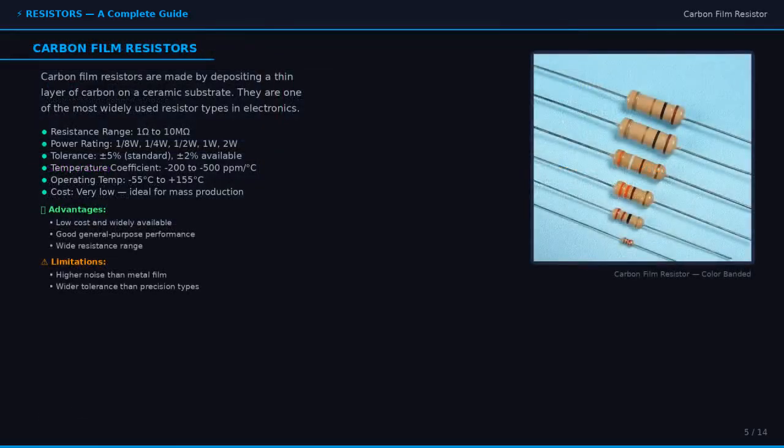Carbon film resistors are the most common type, made by depositing a thin layer of carbon on a ceramic substrate. They range from 1 ohm to 10 megaohms, with power ratings from 1/8 watt to 2 watts, and a standard tolerance of plus or minus 5%. Their advantages include low cost and wide availability. However, they produce more noise than metal film types.